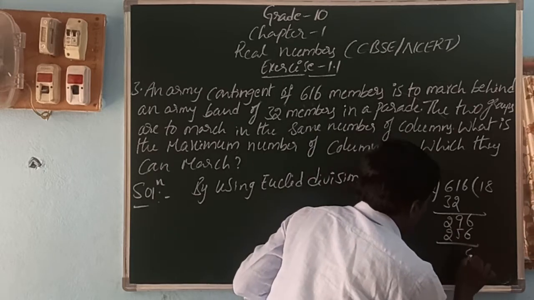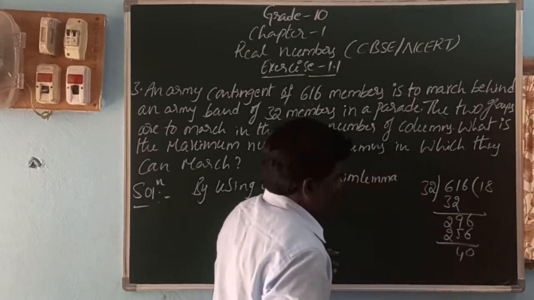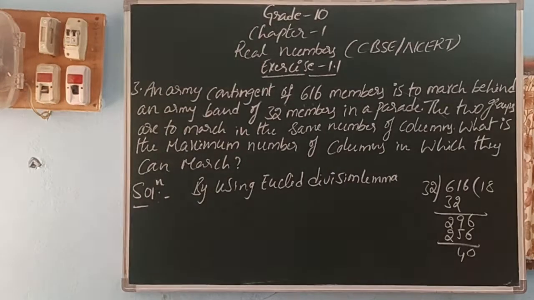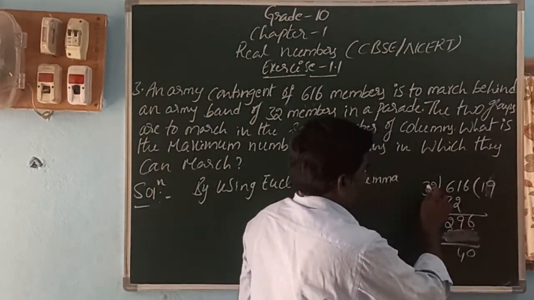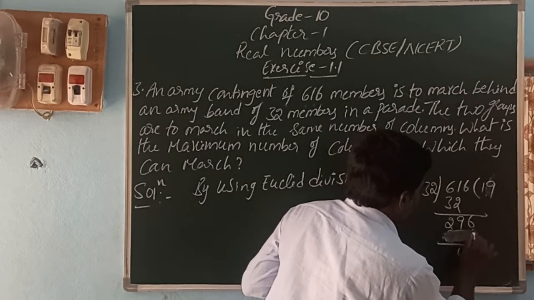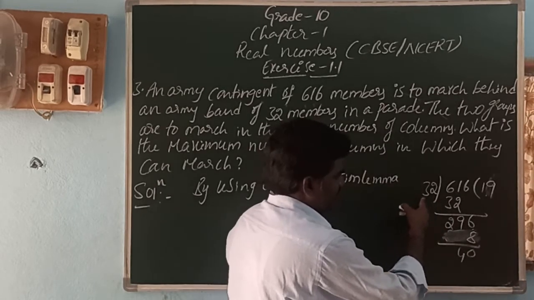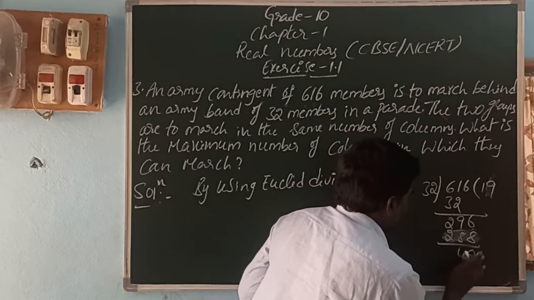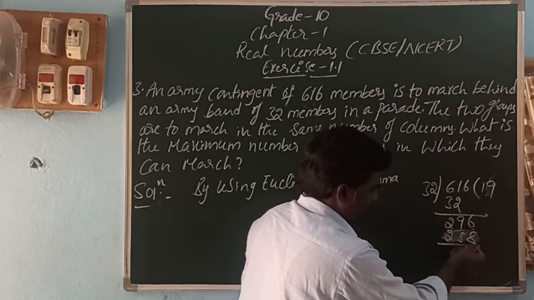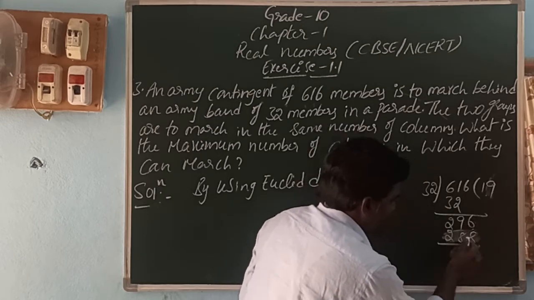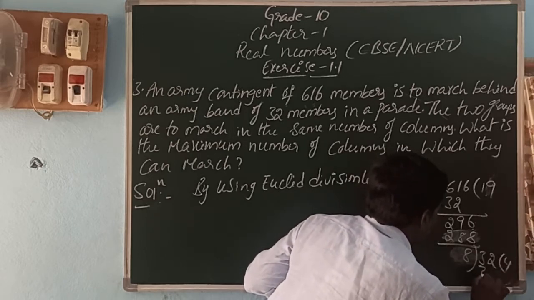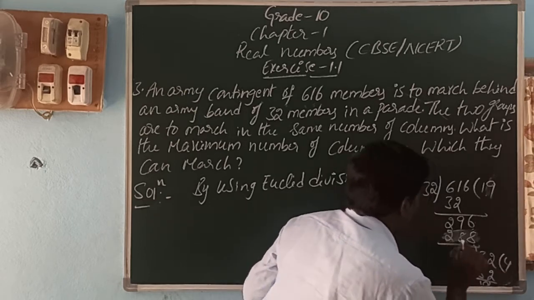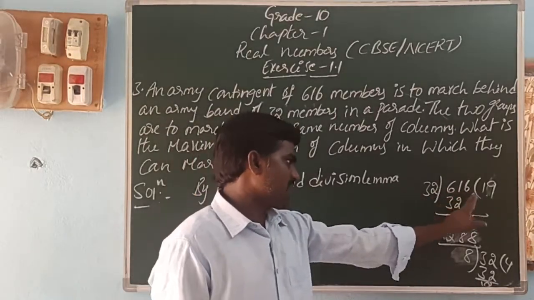So next 0, 4. Again 32 nines: 9 twos are 18, 9 threes are 27 plus 1 is 28. So from 6 we cannot subtract 8, take the borrow. From 16 we can subtract 8, that is 8. 8 divided by 32, 8 fours are 32. So what is the remainder? 0. So what is the HCF of 616 and 32?